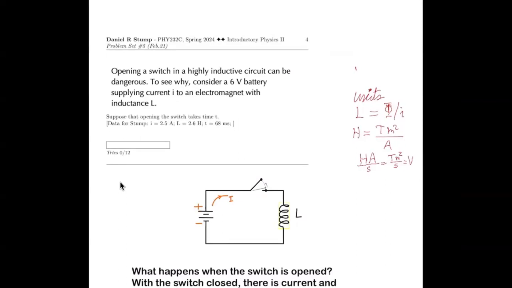An electromagnet would have a coil of wire, and it would be filled with iron, an iron core, to create a strong magnetic field. That makes it an electromagnet. So there'll be a magnetic field coming out that direction. A strong magnetic field inside the solenoid will carry a whole lot of energy.